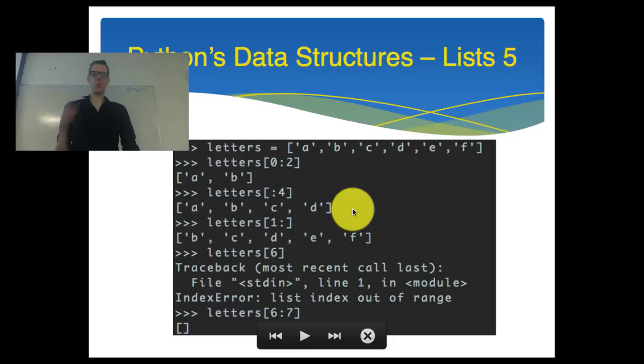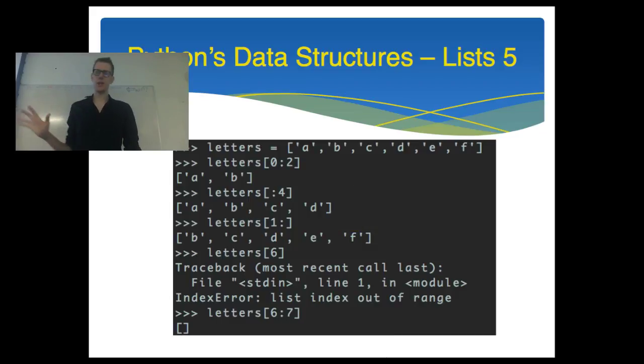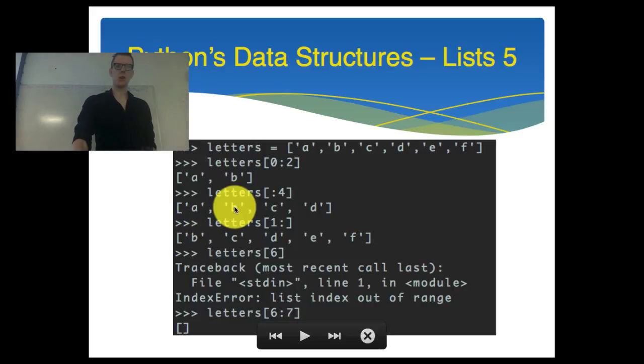If you do an index colon and then nothing, it will know to go from that index up to the end of the list. So if we do letters from index 1, colon, no argument, it will go all the way from the index 1, which is B, all the way to the end of the list.